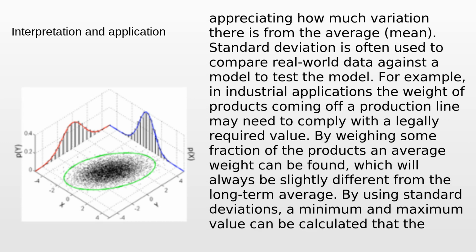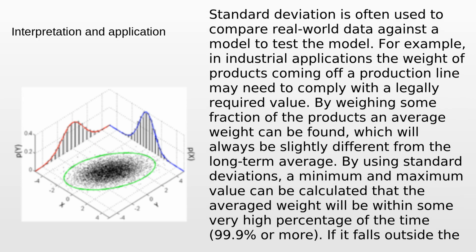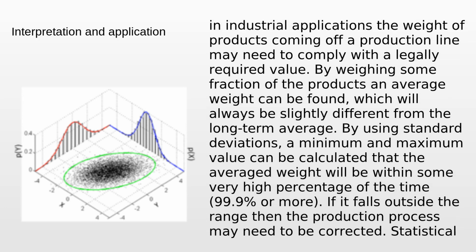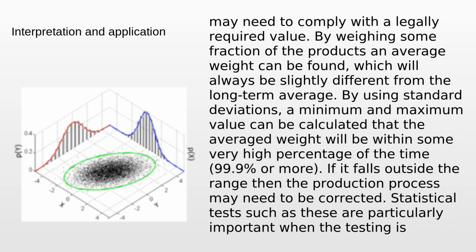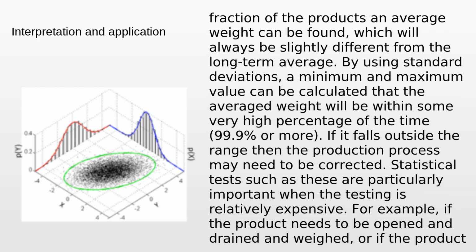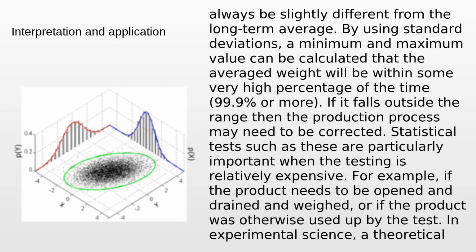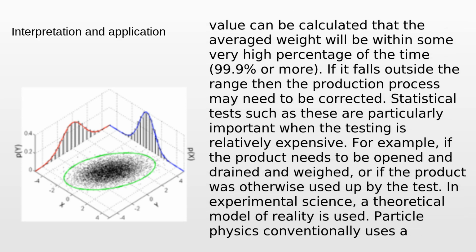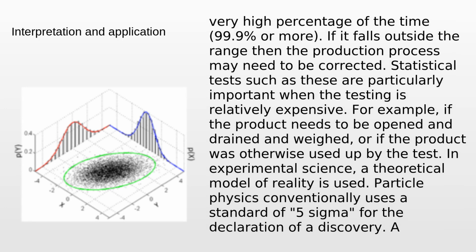Standard deviation is often used to compare real-world data against a model to test the model. For example, in industrial applications, the weight of products coming off a production line may need to comply with a legally required value. By weighing some fraction of the products, an average weight can be found, which will always be slightly different from the long-term average. By using standard deviations, a minimum and maximum value can be calculated that the averaged weight will be within some very high percentage of the time, 99.9% or more. If it falls outside the range, then the production process may need to be corrected.